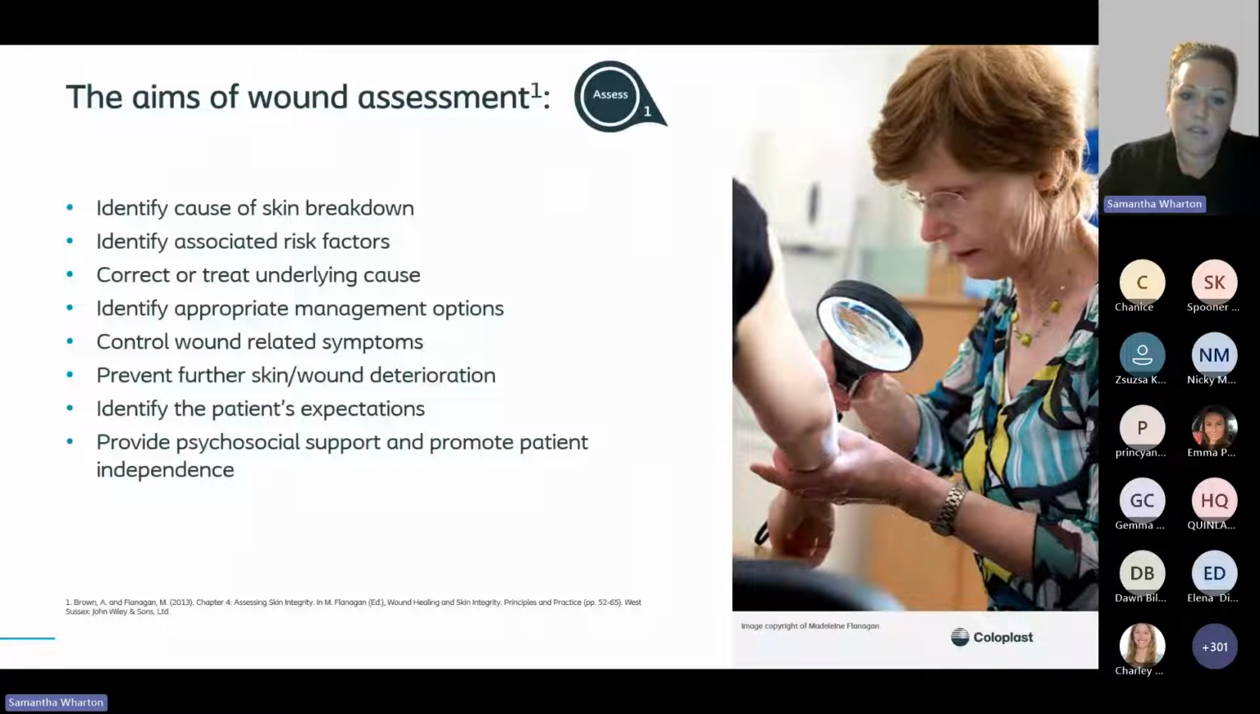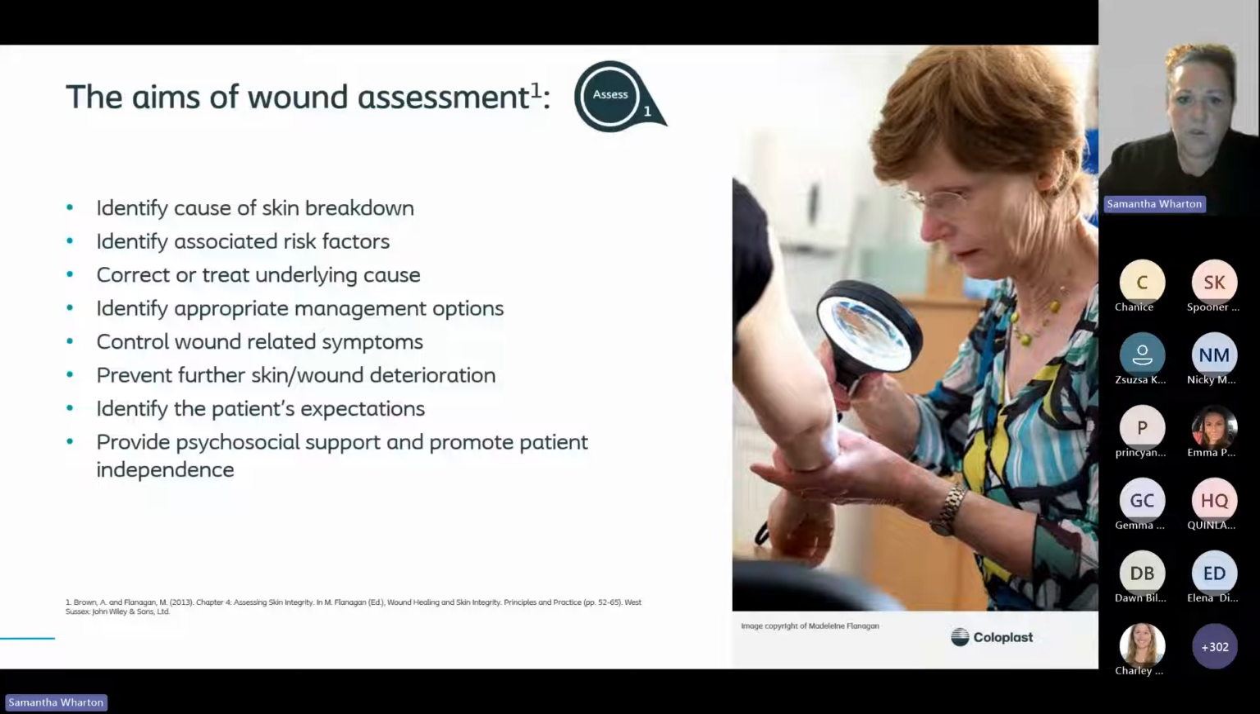Maybe they need to be referred to vascular to have a more in-depth scan and see if there's additional support that the vascular team need to provide. Control those wound-related symptoms, so exudate, pain, odour. We need to be able to assess that wound appropriately and then manage those symptoms for the patient.